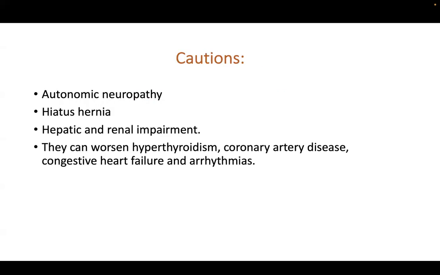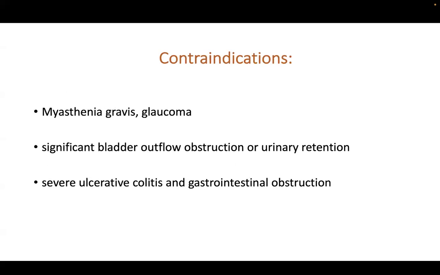What are the precautions or cautions? In case of autonomic neuropathy, hiatus hernia, hepatic and renal impairment, hyperthyroidism, coronary artery disease, heart failure, arrhythmia, in these cases we have to prescribe this medication with caution. We can give, but with caution. And where we cannot give, what are the contraindications? These are myasthenia gravis, glaucoma, significant bladder outflow obstruction or urinary retention, severe ulcerative colitis, and GIT obstruction.